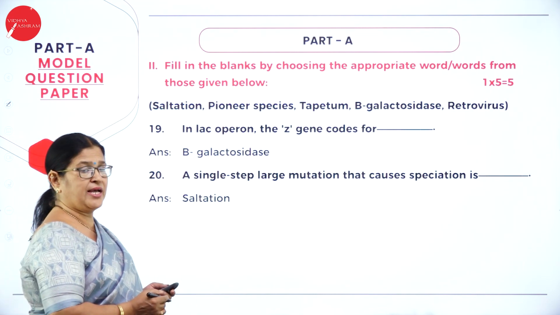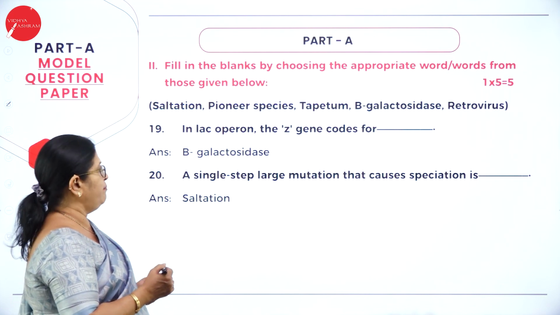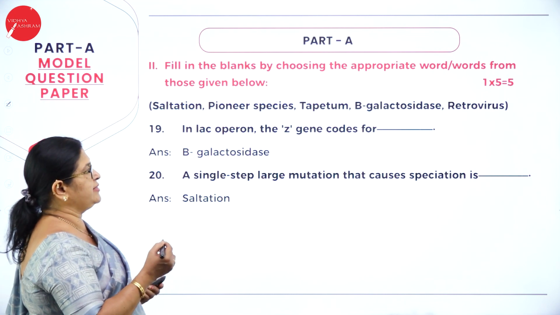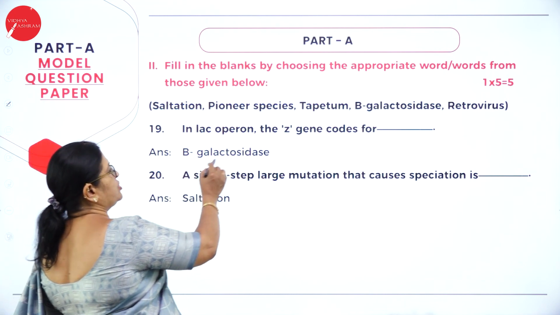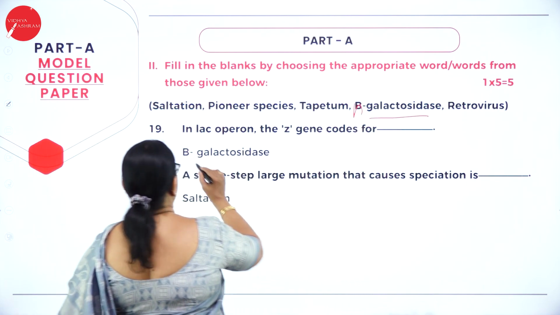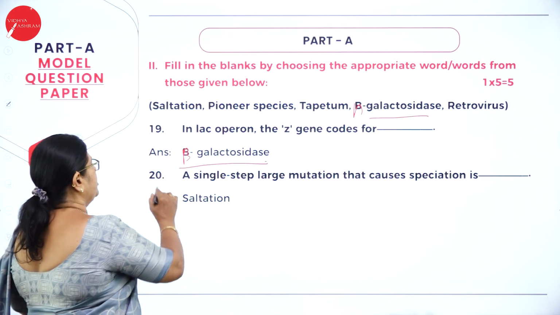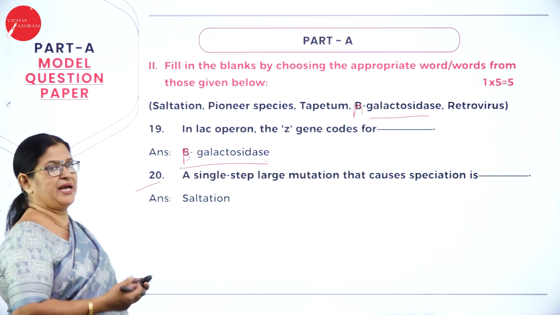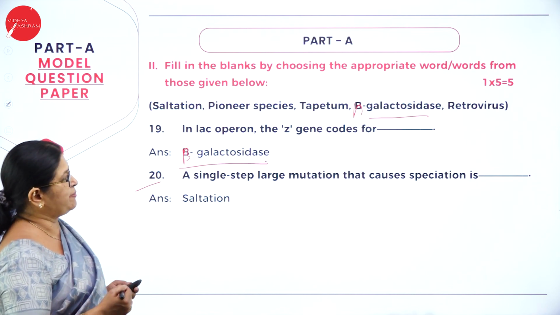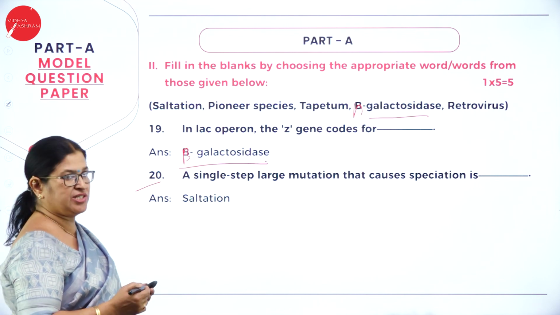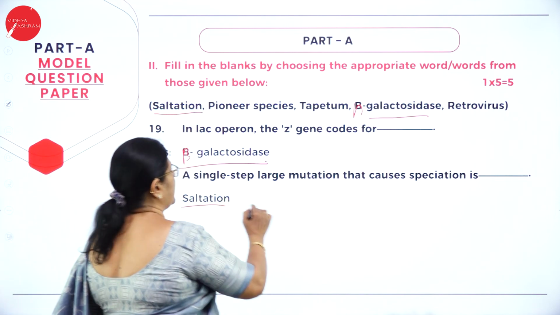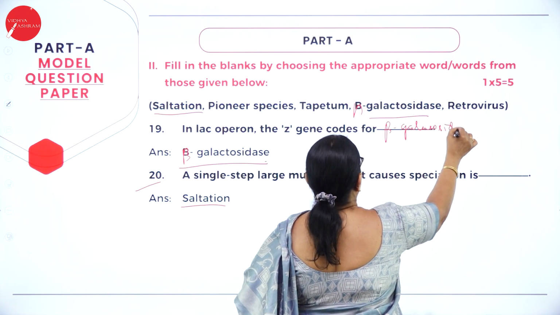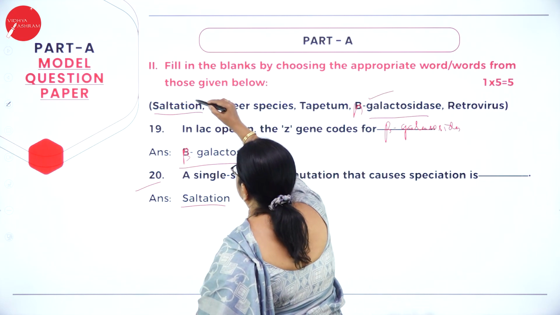Moving on to the next question, 19. In the lac operon, as you know, the lac operon concept, the switch on and switch off method, lac means lactose. In the lac operon, the Z gene codes for beta-galactosidase. Last question of your part A, the 1 mark fill in the blanks: Question number 20. A single step large mutation that causes speciation is called saltation. So here you can write beta-galactosidase for the previous one, then saltation.